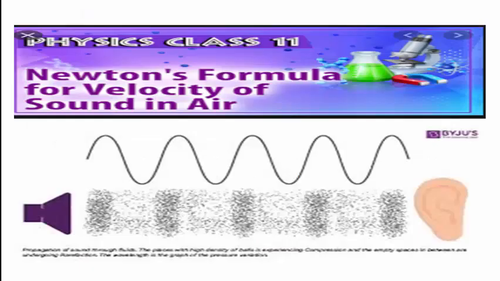So in the next topic, we have Newton's calculation of the velocity of sound in air. As you can see in this diagram, at the starting end you have the speaker, at the other end you have the human ear. In between there is a sound wave, and the sound wave travels in the form of compression and rarefaction.